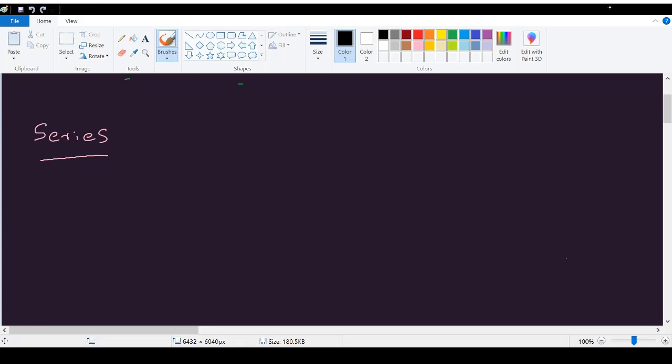Now from this video onwards, we are going to define the meaning of a series and discuss some properties related with that. So to start with, let's recall what we mean by a sequence. Simply, a sequence is an ordered list and it is denoted like this.